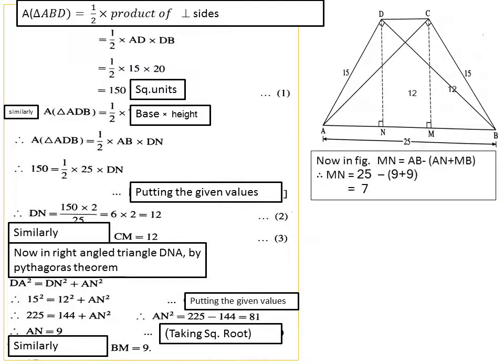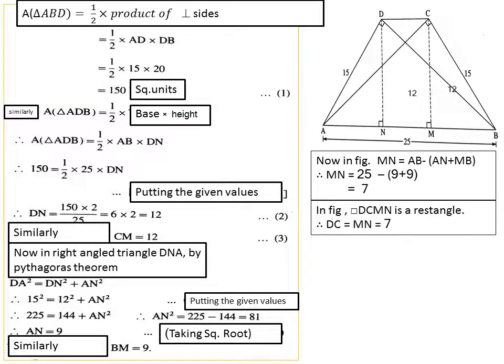Now in next step, you can find out MN. MN means if we subtract AN and BM from AB, we get MN. That means MN is equal to AB minus AN plus BM, or MN equal to 25 minus 9 plus 9. That means 25 minus 18 is equal to 7. MN is 7.